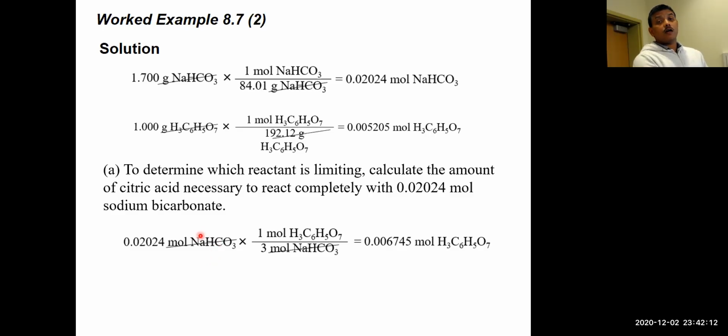Try to identify how much citric acid you would ideally need to react with all of these moles of sodium bicarbonate. So in the chemical reaction, they are related in a 1:3 ratio. And once you cancel the units, you would end up having 0.006745 moles of citric acid. Okay, now this is what you have to do. Let me write this.